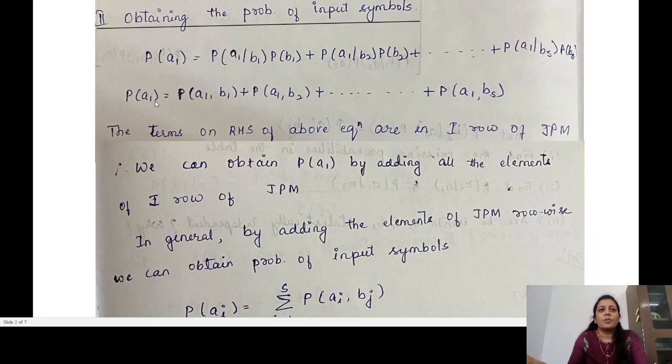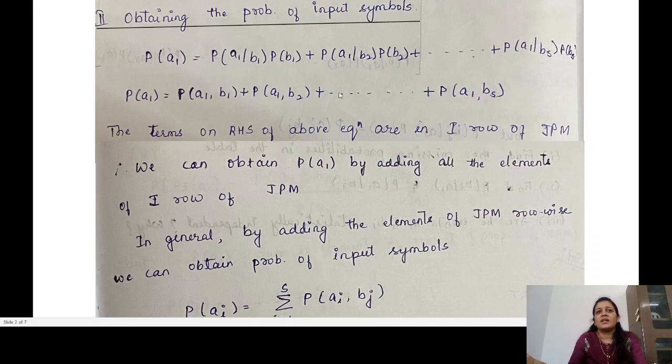So in order to obtain P of A1, what we have to do is sum up all the elements of the first row of your joint probability matrix, and that summation will give me the probability of input symbol A1. Similarly, if I want to obtain the probability of input symbol A2, I have to add up all the elements of the second row in my joint probability matrix, right?